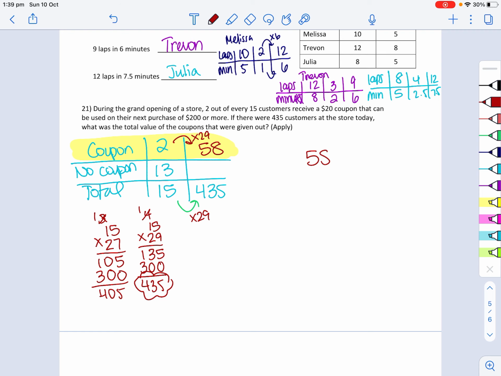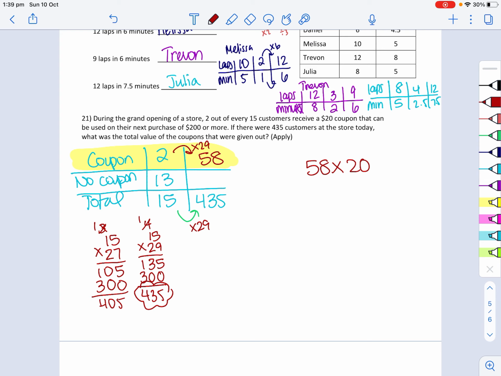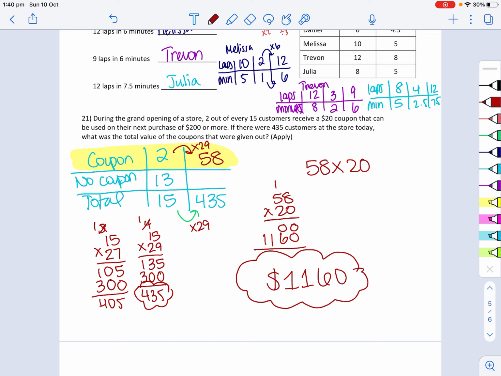And I'm going to do 58 times 20. 2 times 8 is 16. Carry the 1. 2 times 5 is 10 plus 1 is 11. So $1,160 in coupons were given out at the store that day.